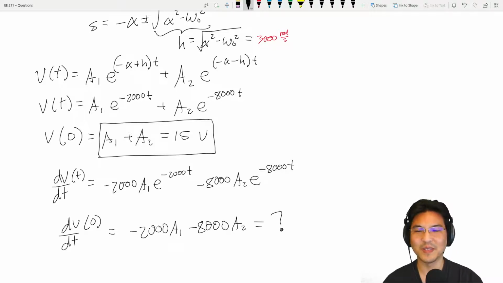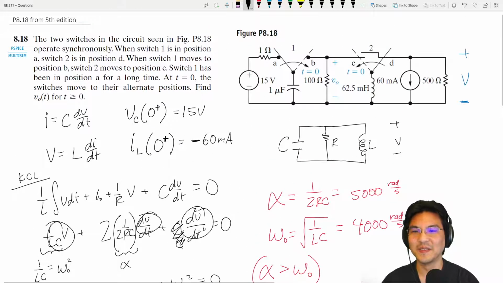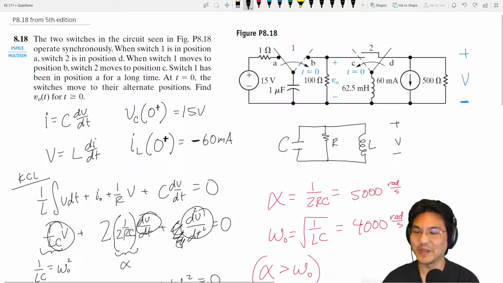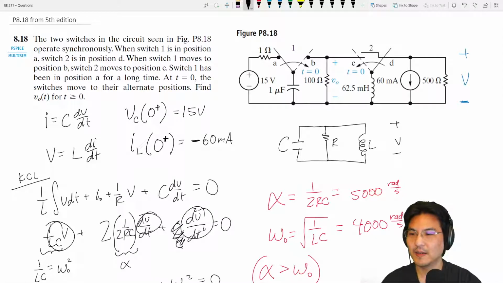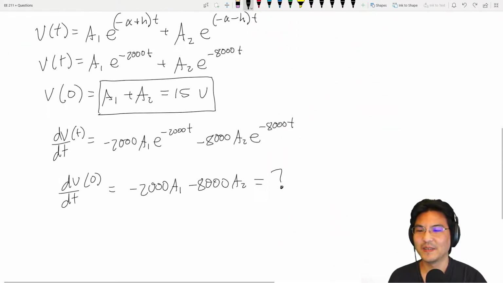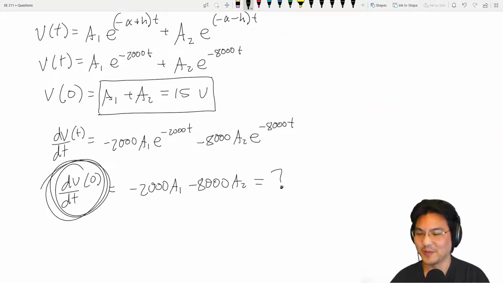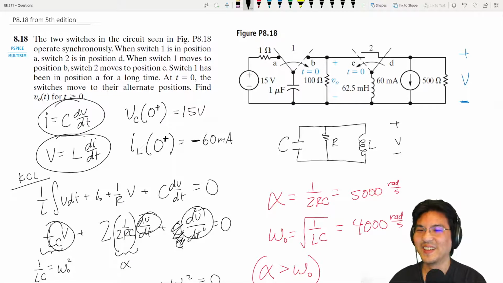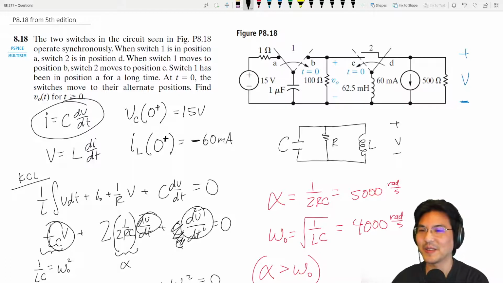I don't know. We got this. Okay, so what do we do here? Okay, so we need to take a look at this, dv dt. Where do you see dv dt? Right here, that's dv dt. So that means we need to look at the capacitor, right? Because that's where we're getting dv dt. Let's look at the capacitor.